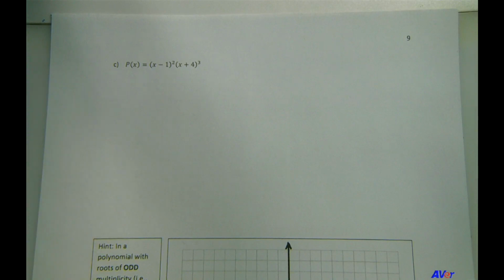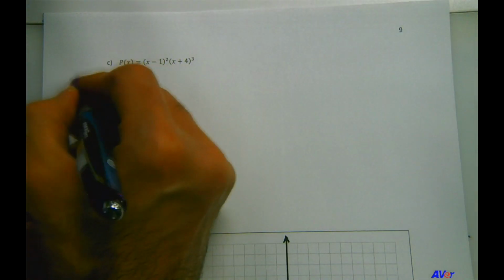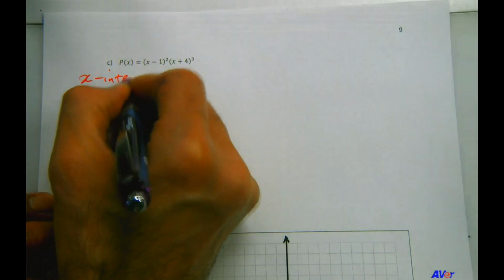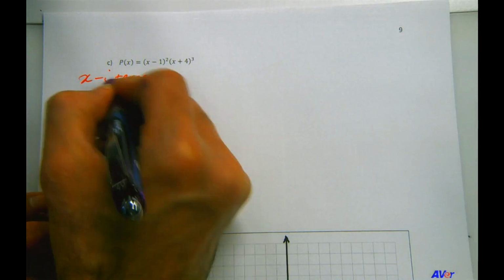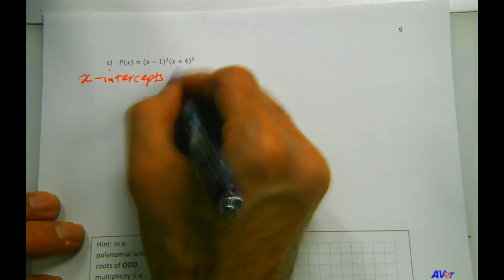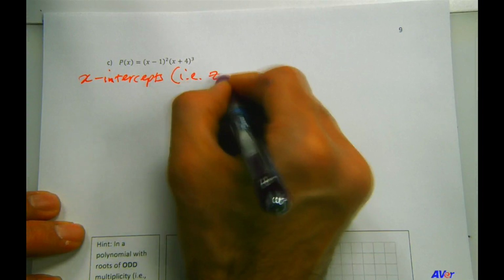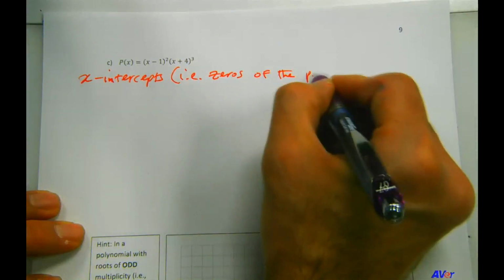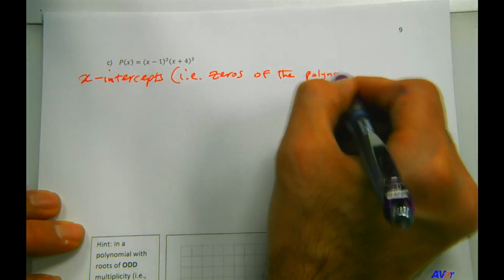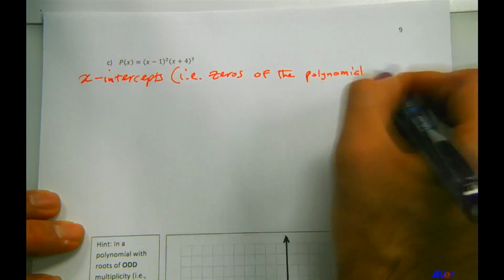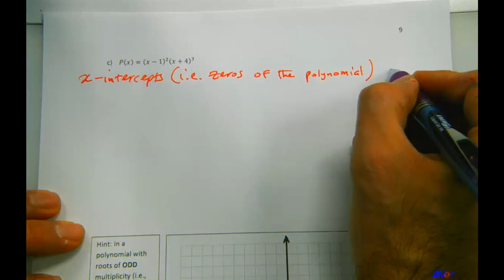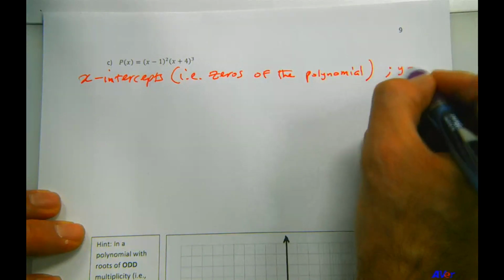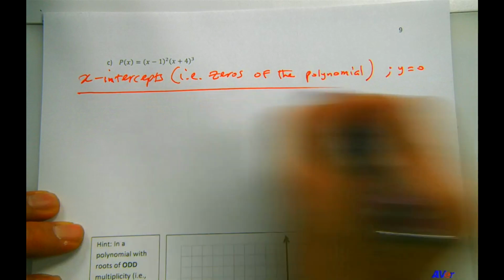So here we have another polynomial. Let's find the x-intercepts, i.e. these are the zeros of the polynomial. Which is the same thing as saying y equals 0, right? That's where the x-intercepts are.